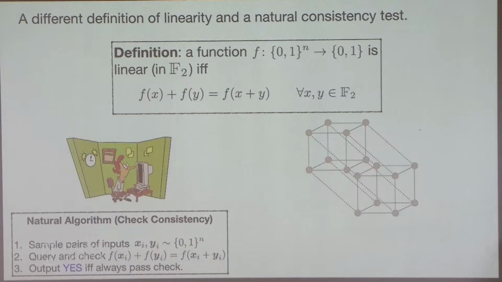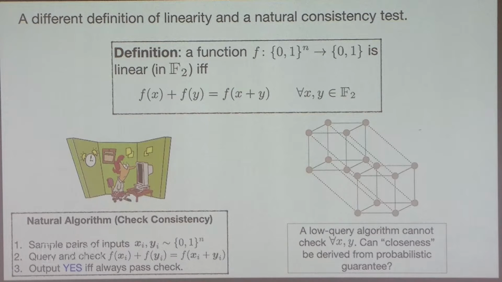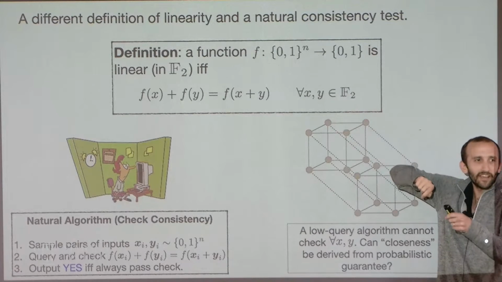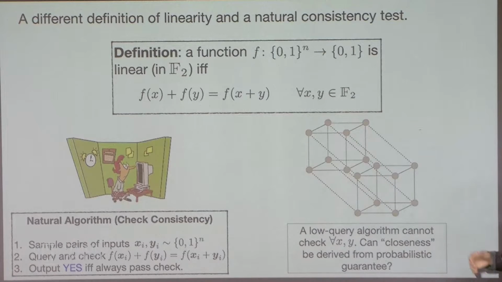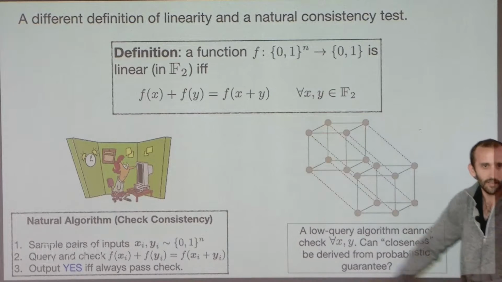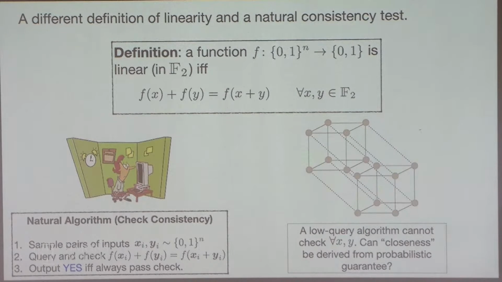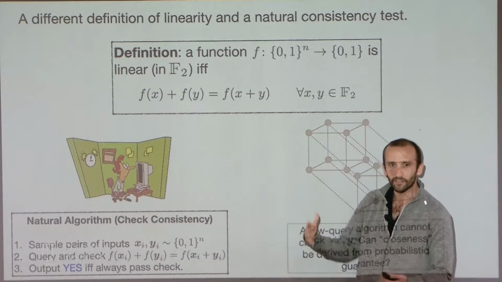And maybe just as a quick aside, there's a certain sense in which this definition is nice for property testing, because it's a local definition: you can just check 3 inputs in order to determine whether the function is linear or not. And the main point is that even though a low query algorithm cannot check this for all quantification, you could hope to derive closeness to being linear from the probabilistic guarantee of this algorithm succeeding with high probability.